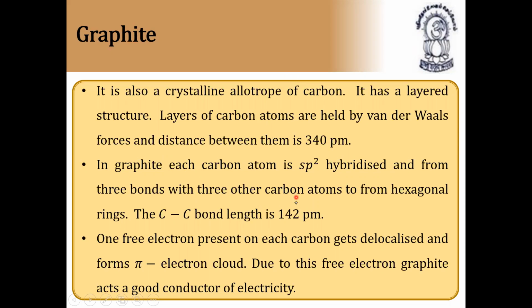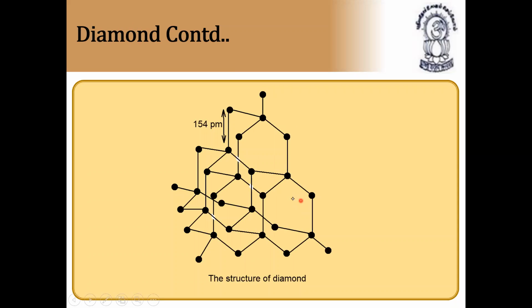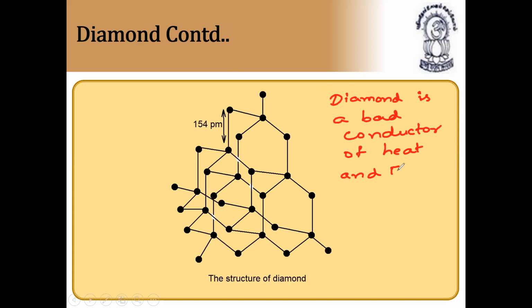Before that, I would like to add some more points about diamond, because not all points were given properly. Next, a very important point: diamond is a bad conductor of heat and electricity. Diamond is a bad conductor of heat and electricity. It is a very, very important point.